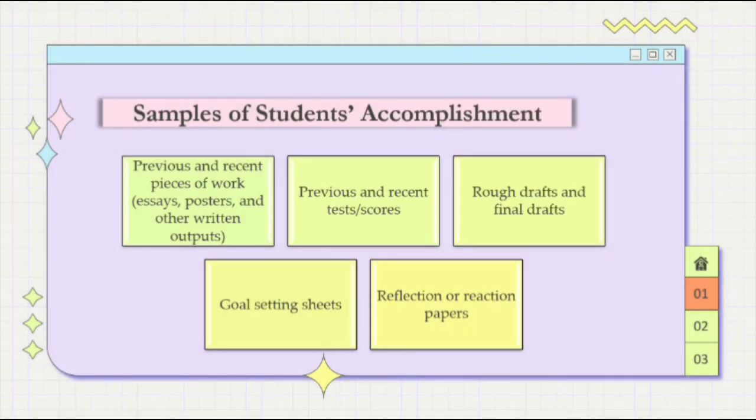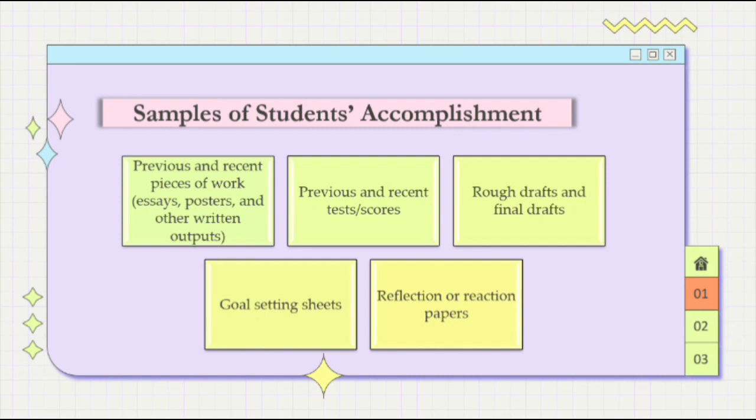Back to the matter at hand, what are now the samples of students' accomplishments or tasks that can be included in a working portfolio? So the first one will be their previous and recent pieces of work. This can be applied in any subject area, but in English subjects, the most typical ones are narrative reports, essays, may it be expository, argumentative, and persuasive, and any other things such as posters or writing a letter.